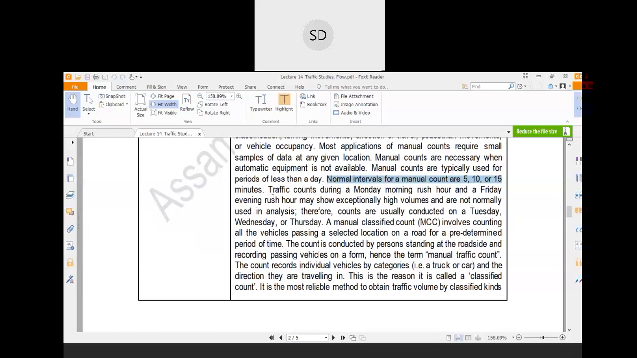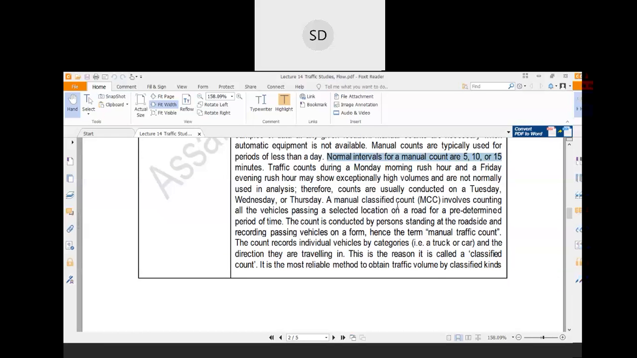So for this reason, generally the manual counting method is applicable during Tuesday, Wednesday or Thursday. Okay, again Friday you will avoid this because Saturday and Sunday is weekend, and on Friday in the evening hour there will be a rush to go to the particular home city of the different users.